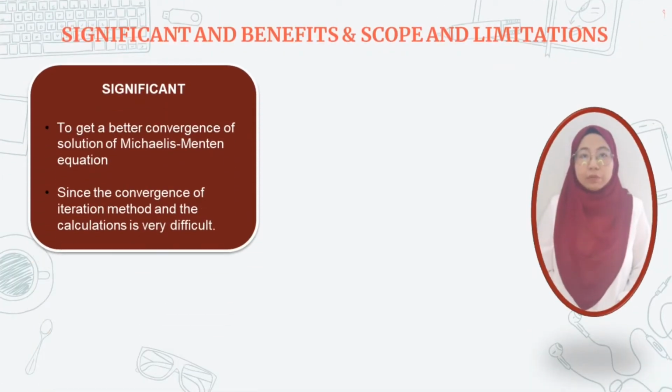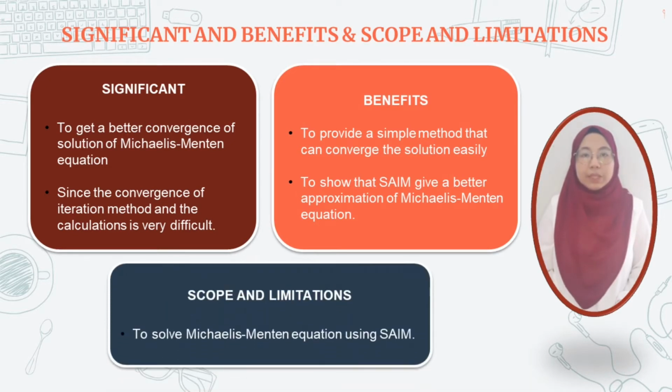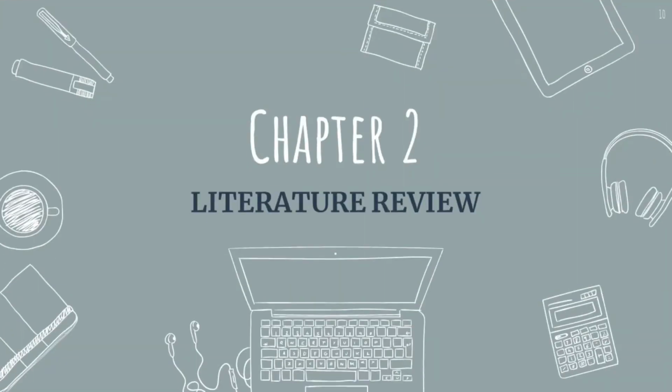The significance of the project is to get a better convergence of solution of Michaelis Menten equation, since the convergence of iteration method and the calculation is very difficult, while the benefit of the project is to provide a simple method that can converge the solution easily and to show that SAIM gives a better approximation of Michaelis Menten equation. Lastly, the scope and limitation of this project will be solving Michaelis Menten equation using SAIM.